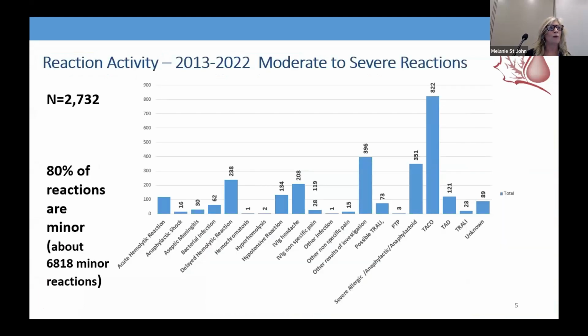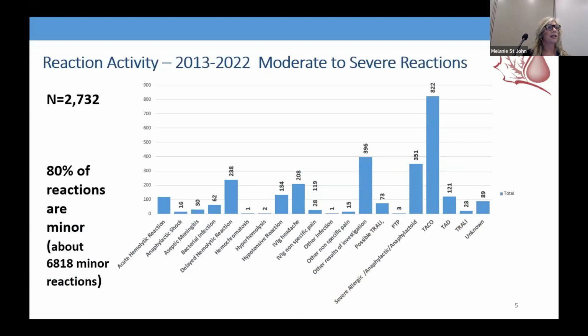This is an idea of how many transfusion reactions happened during the last 10 years. You can see 80% of them, over 7,000, are minor reactions. These are your febrile non-hemolytic, your minor allergic, and your delayed serological. And the rest, close to 3,000, were severe reactions, all of the others. And you can see TACO and minor allergic. This just gives you an idea.